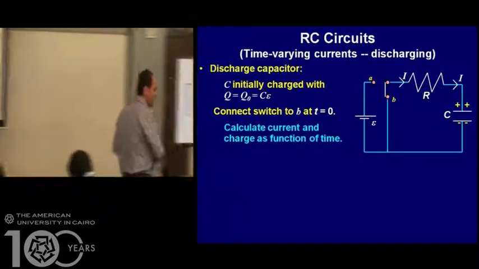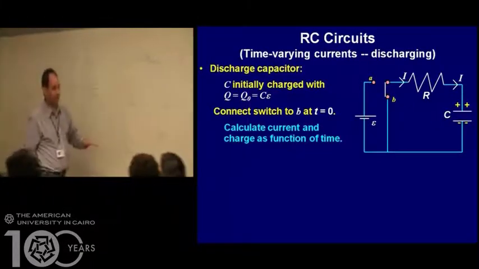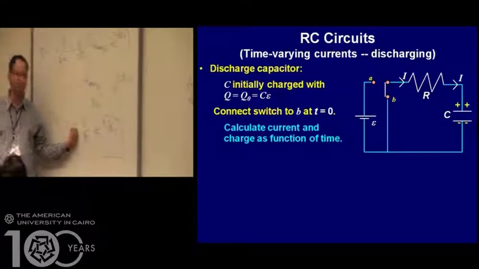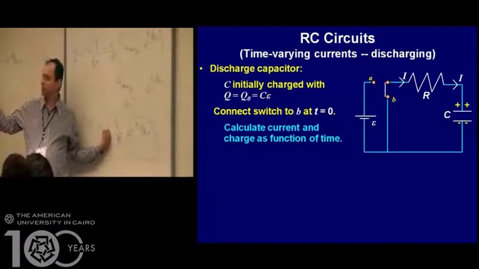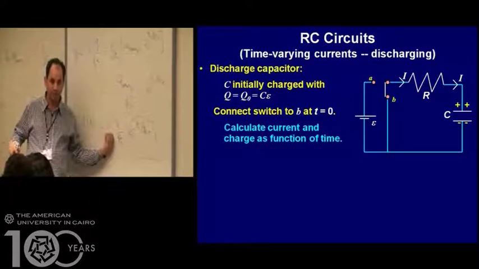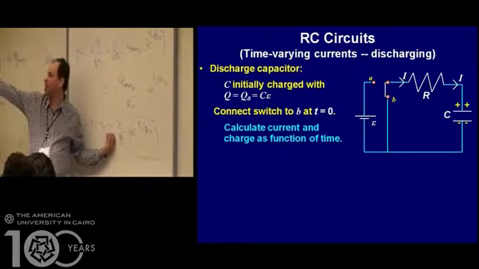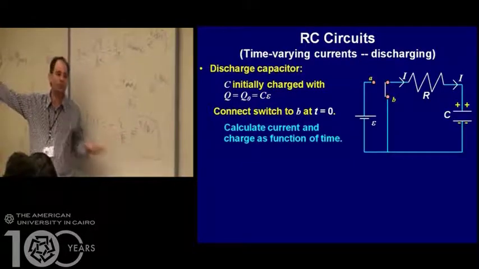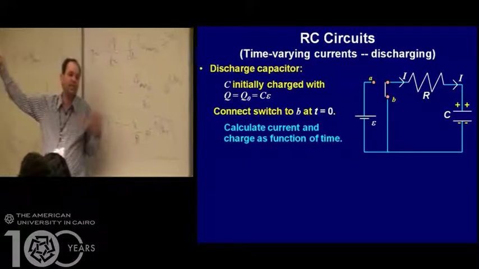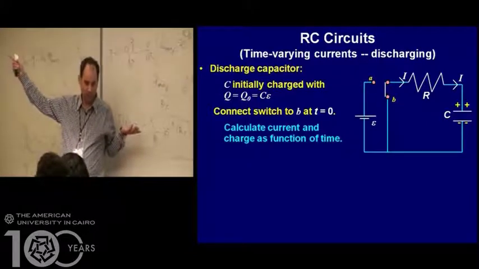When I did that, I got a negative sign, and the negative sign told us that the current flowing in the circuit is in the opposite direction to my assumption. That's all. Then I know now what is the direction of the current. Okay? You don't have to repeat the whole thing again.